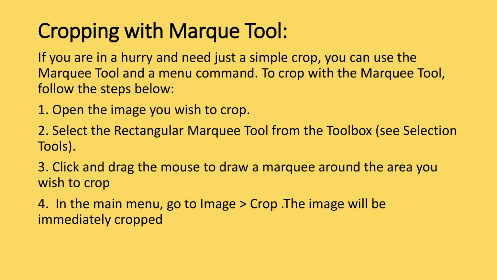If you are in a hurry and need just a simple crop, you can use the marquee tool and a menu command. To crop with the marquee tool, follow the following steps. Open the image you wish to crop. Select the rectangular marquee tool from the toolbox. Click and drag the mouse to draw a marquee around the area you wish to crop. In the main menu, go to Image, Crop. The image will be immediately cropped.